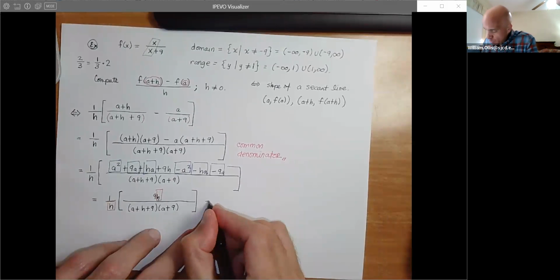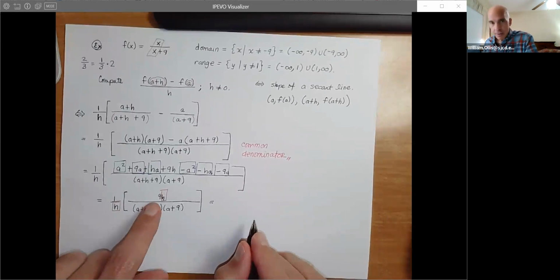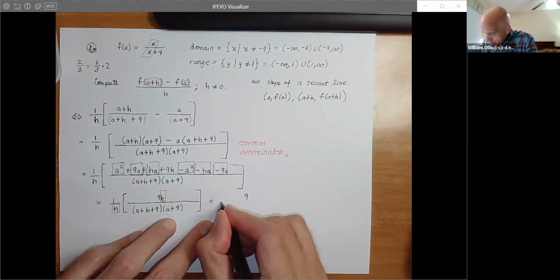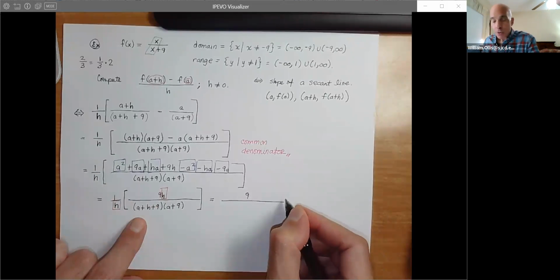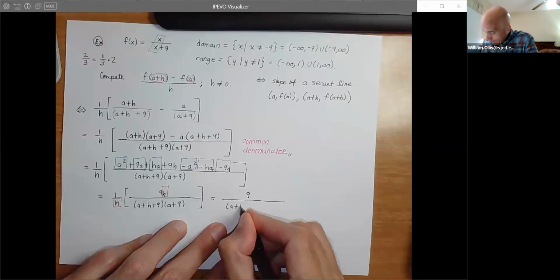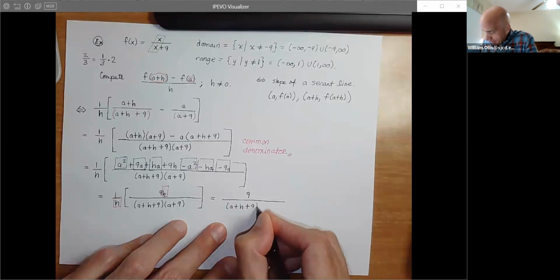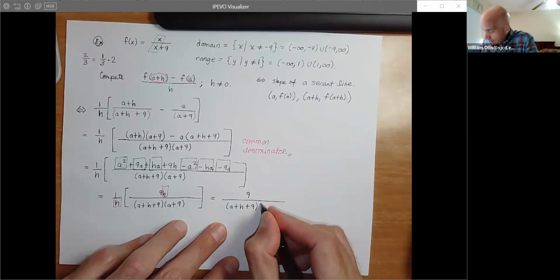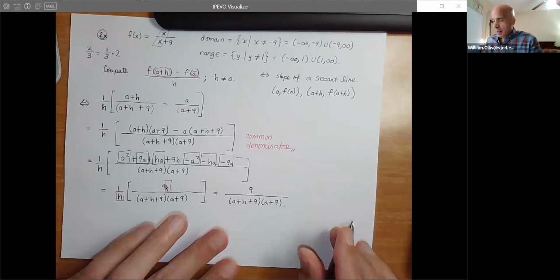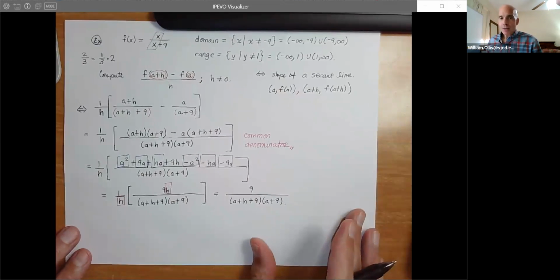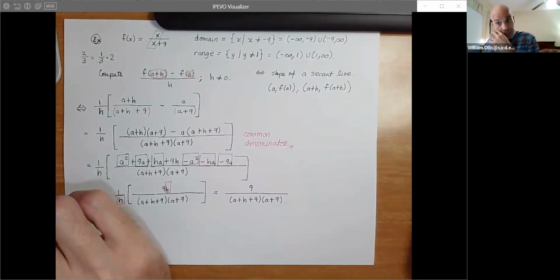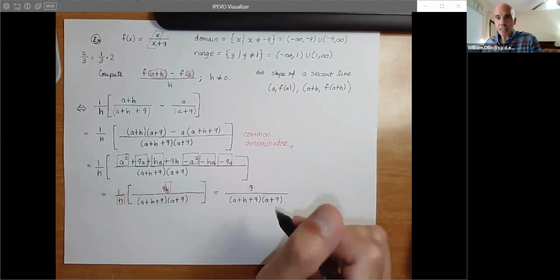And what does that leave us with? Well, the only thing that survives is the 9, and then downstairs, a plus h plus 9 times a plus 9. Now, this part is pre-cal college algebra. You're thinking, so how does the calculus fit into this problem?